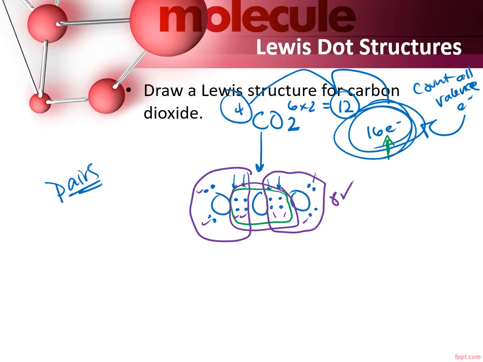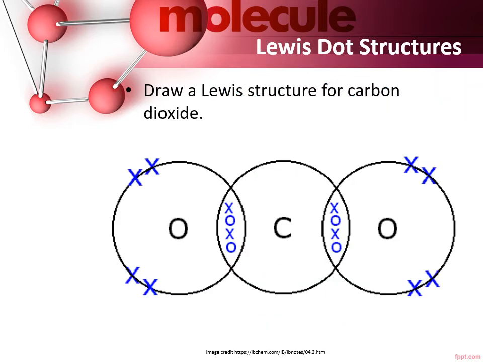You don't need to draw the circles, but you do need to draw the dots. So you could draw like this. You could also add bars instead of pairs of dots, where each of these lines represents a pair of electrons. Sometimes we like to get super fancy and show the electrons of one element as X's and the electrons of the other as O's. That's also an option, but not a requirement.